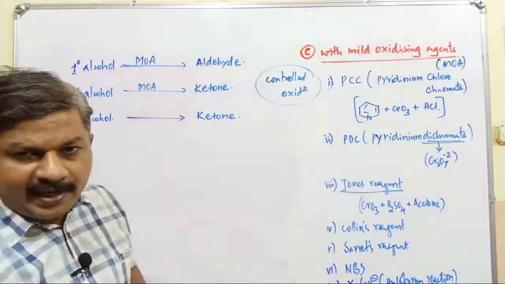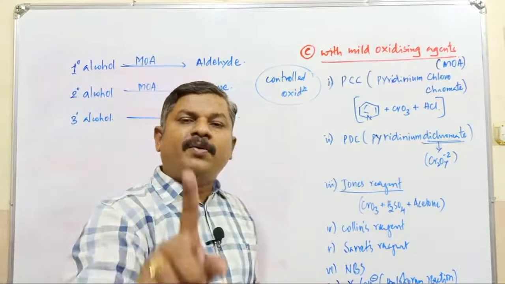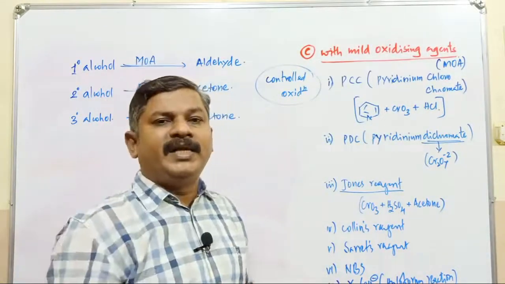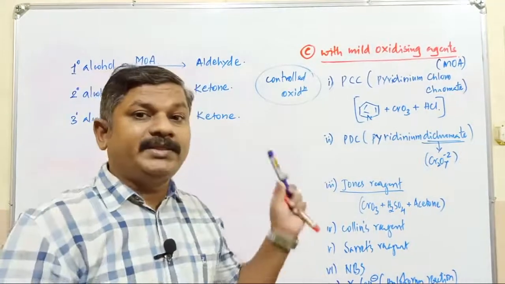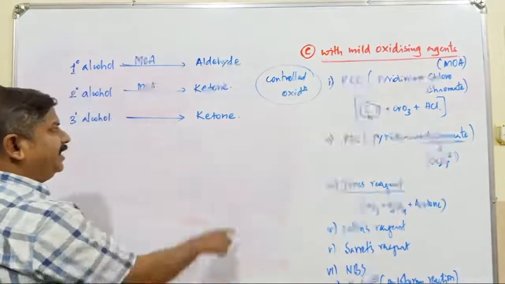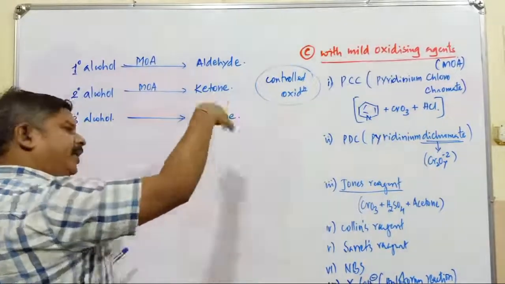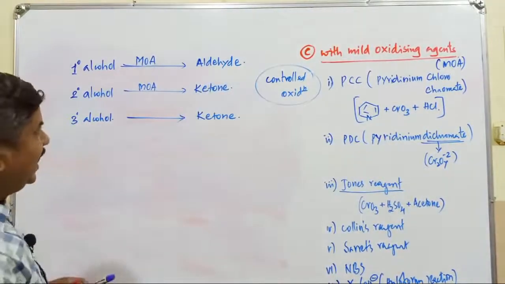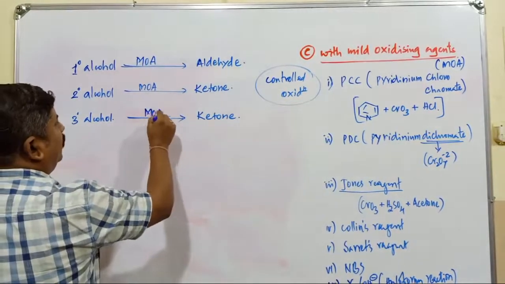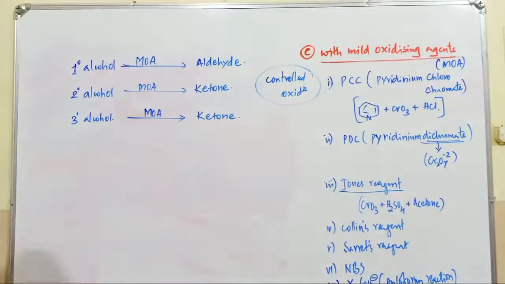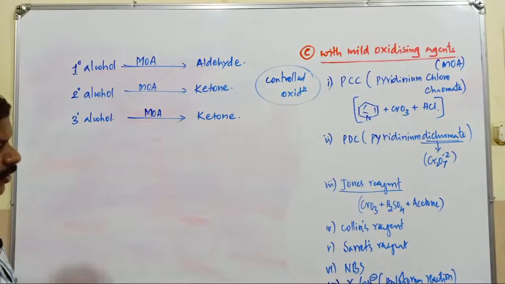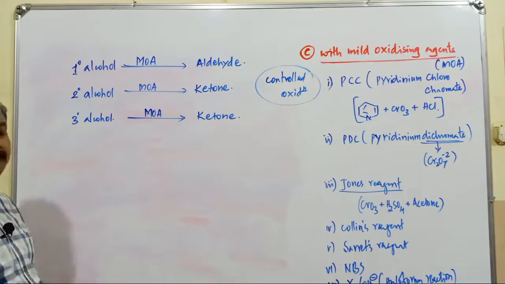Already I have made it very clear. Conversion of ketone into carboxylic acid takes place only in presence of strong oxidizing agent, that too under drastic condition. But these are mild oxidizing agents. These mild oxidizing agents cannot convert ketone into what? Carboxylic acid. Hence this conversion of all these alcohols into aldehyde as well as ketone takes place in presence of what? Mild oxidizing agent. We will solve some of the questions based upon this oxidation reaction.